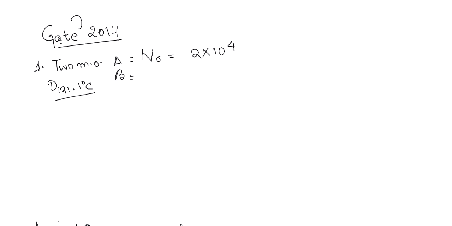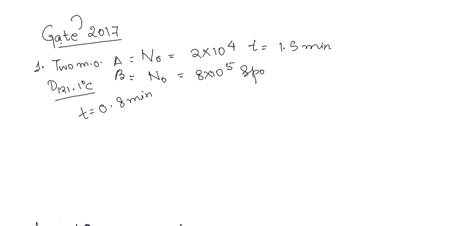organism A having D value at 121.1 degrees Celsius, and the time is given for this organism A as 1.5 minutes. And the other time which we are giving for organism B is 0.8 minute at the same 121.1 degrees Celsius with N0 as 8 into 10 to the power 5 spores. So we need to find out the spoilage probability.